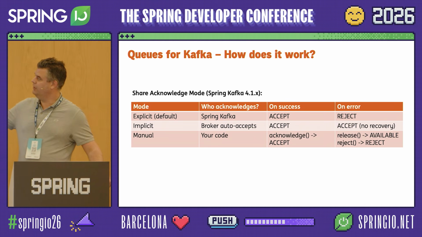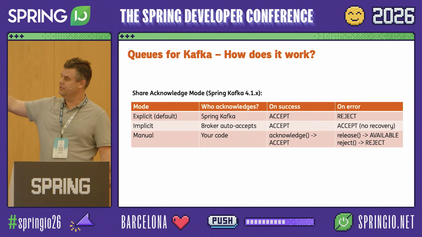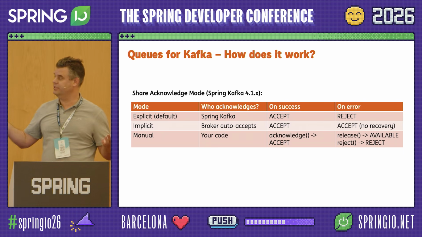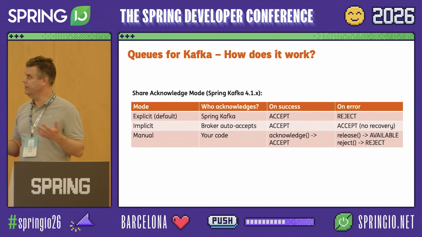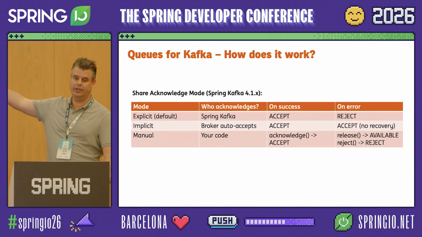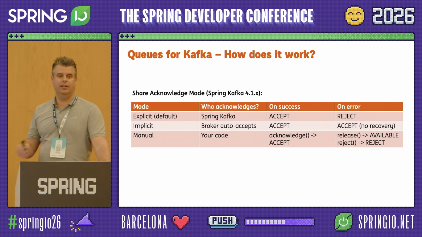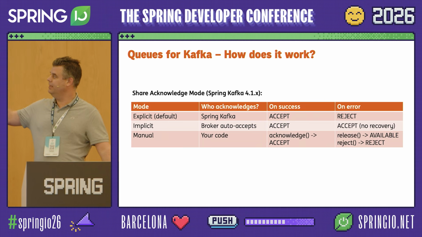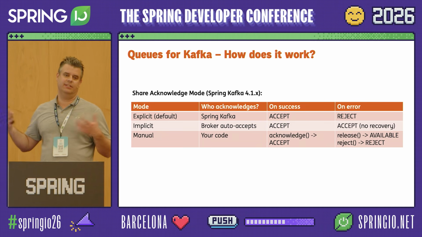We talked already about the acknowledgements. Spring Kafka will take care of the acknowledgements for you. If your method returns successfully, the message is accepted. If there's an error, if your code throws an exception, then it will be automatically marked as rejected, and it will not be retried. There is also an implicit mode, where basically the Kafka broker acknowledges the message for you, and it doesn't matter whether it's a success or an error, everything is accepted.